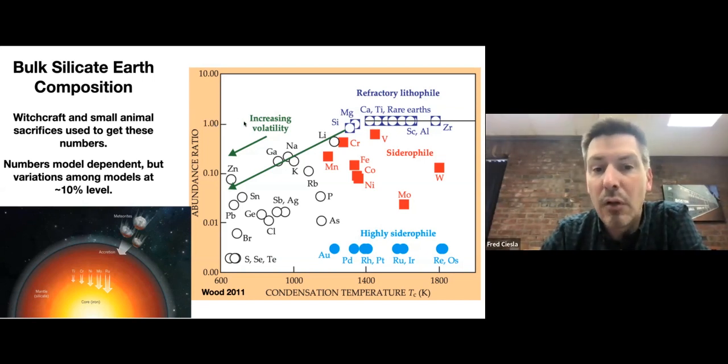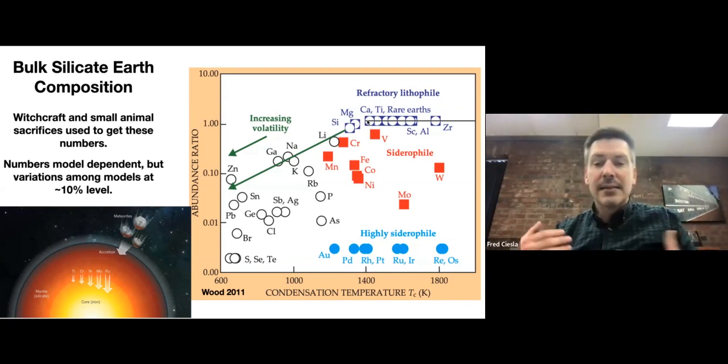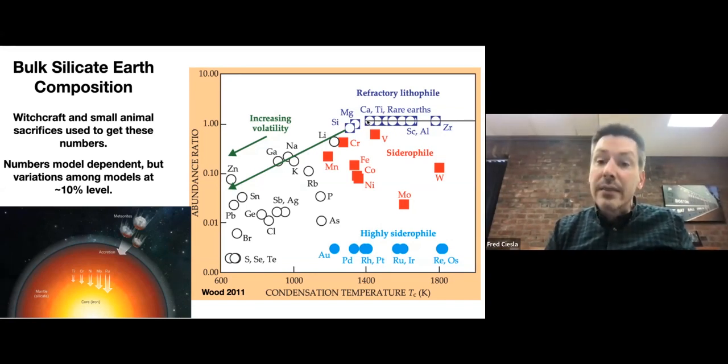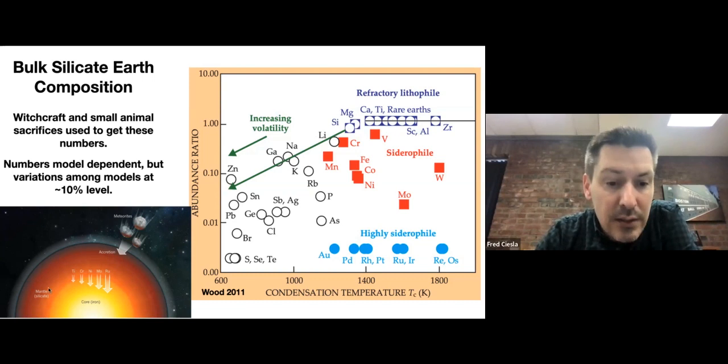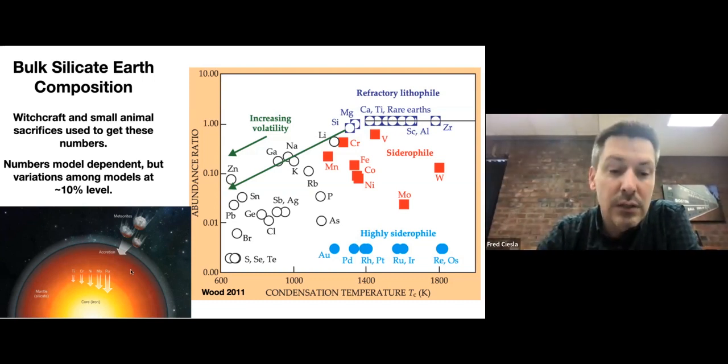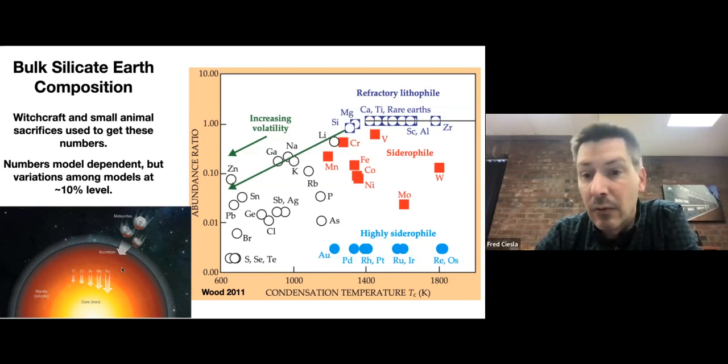So if everything plotted at a value of 1 here, that would mean that the Earth had the same exact composition as the chondritic meteorites. We immediately see that that's not the case. And there's 2 different effects that are important here. First, remember that what this plot is showing you is the outer portion of the Earth, the bulk silicate Earth. And we're not taking into account the composition of the core.